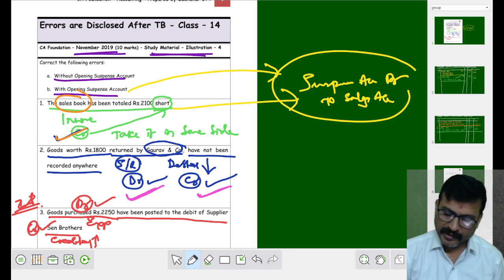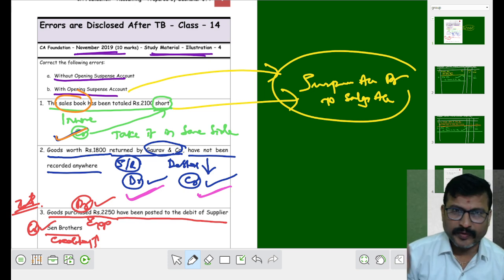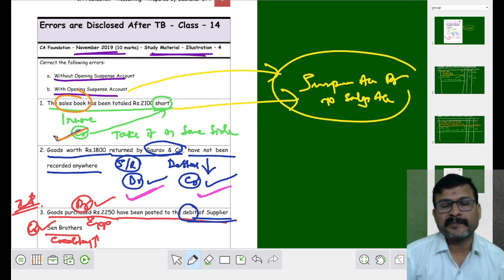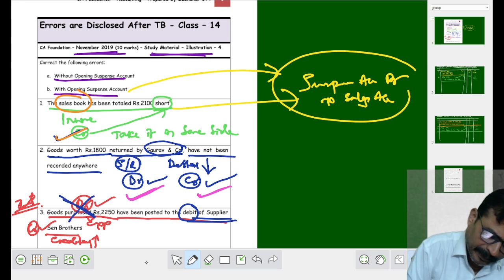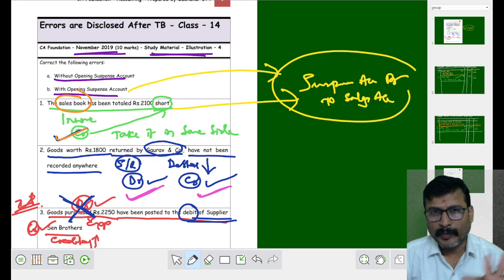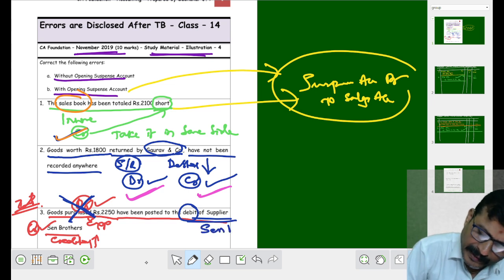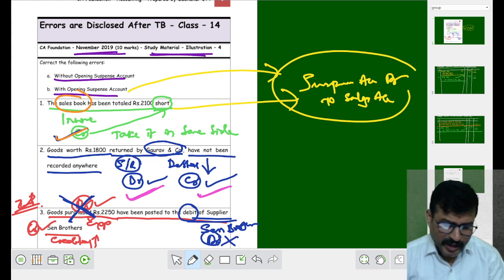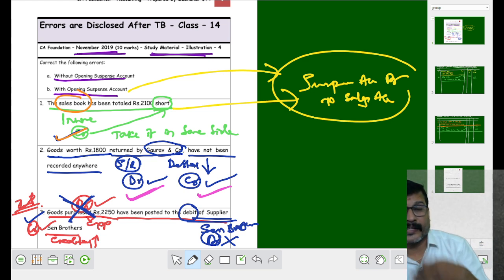Now my question is, it's an important entry because as students we get confusions. See, with a lot of interest, my dear student. Goods purchased 2250 have been posted to the debit of supplier, where you have taken debit of supplier. It means you didn't commit any mistake in the purchases account. The problem is not with purchases, the problem is with supplier, Sen Brothers. For Sen Brothers you have taken the wrong debit. But really speaking, Sen Brothers is a creditor. What should be done for a creditor? Credit.